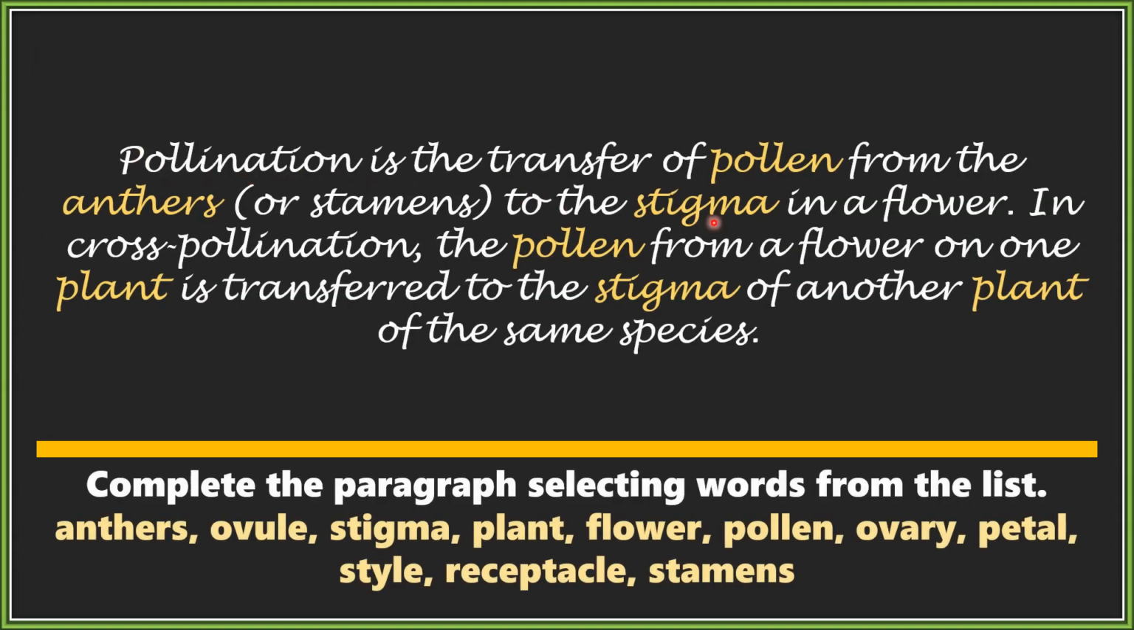Pollination is the transfer of pollen from the anthers or stamen to the stigma in a flower. In cross-pollination, the pollen from a flower on one plant is transferred to the stigma of another plant of the same species.